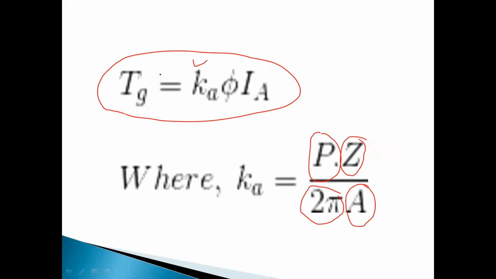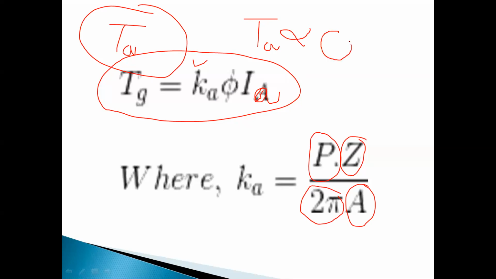So this is the general torque equation. This is the torque developed by the armature, TG or TA; in some cases it may be represented as TA. Torque developed by the armature depends upon flux and IA, where IA is the armature current. So armature torque TA is proportional to flux and IA. This equation we derived yesterday.